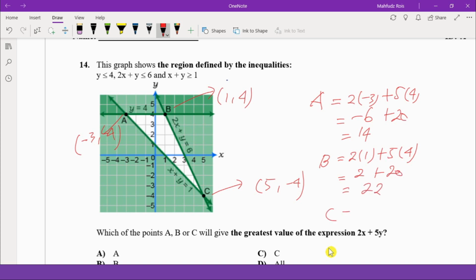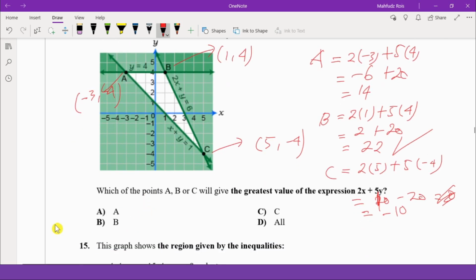And then the last for C, for x 5, so it's 2 times 5 plus 5 times y, which is -4. So it will be 10 minus 20. I'm sorry, it is 10. So it will be -10. So we choose the greatest one. Which one? Of course, B, the greatest one. So the answer is B.